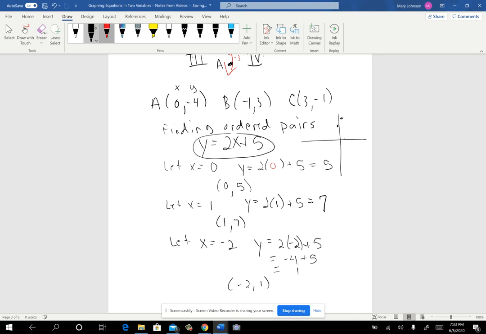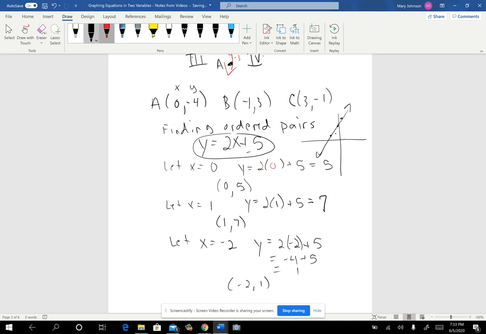Okay, so what we would do at this point is come in and plot these (0, 5), (1, 7), (-2, 1). And we'd notice the 3 points we found seem to lie on this line right here. And that graph, that equation, this selection of ordered pairs are just different representations of that relation in two variables.